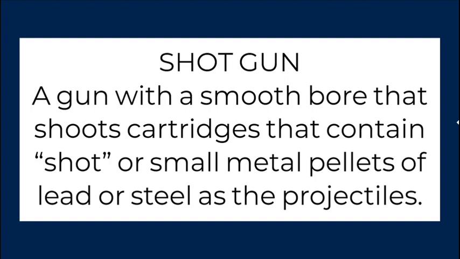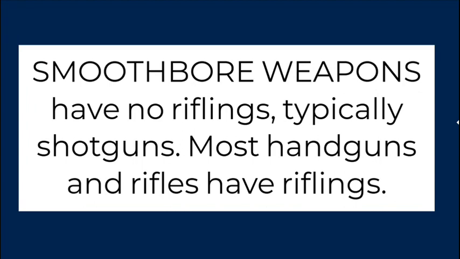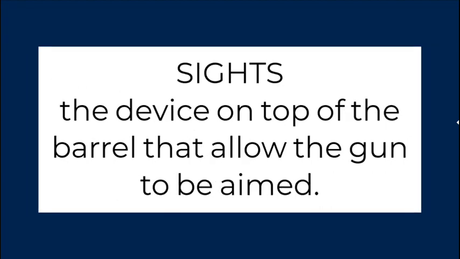29. Shotgun. A gun with a smooth bore that shoots cartridges that contain shot or small metal pellets of lead or steel as the projectiles. 30. Smoothbore weapons have no rifling, typically shotguns. Most handguns and rifles have rifling. 31. Sights. The device on top of the barrel that allows the gun to be aimed.